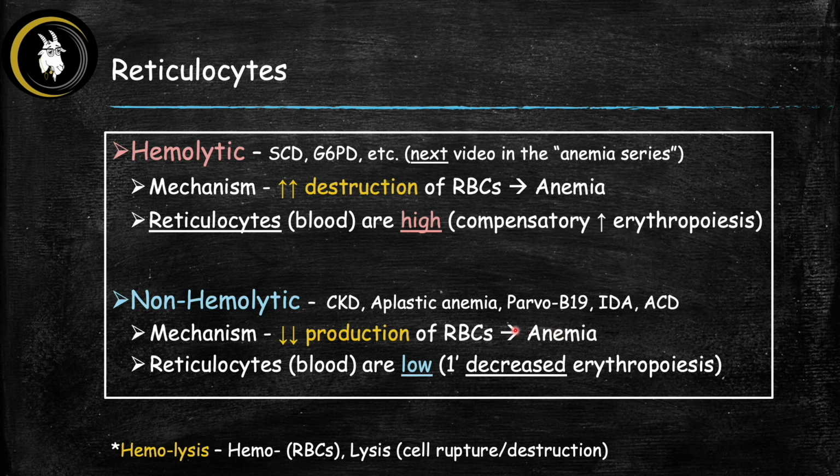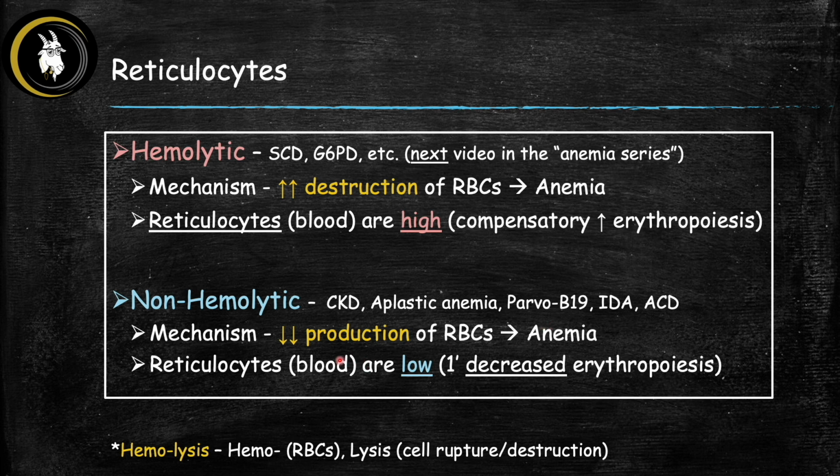And I'll go through each of these in detail later on in this video, but for now, what's important is that in all these diseases, they're all going to cause underproduction of red blood cells. And of course, producing fewer red blood cells is going to cause anemia. So that's the mechanism here, underproduction of red blood cells.